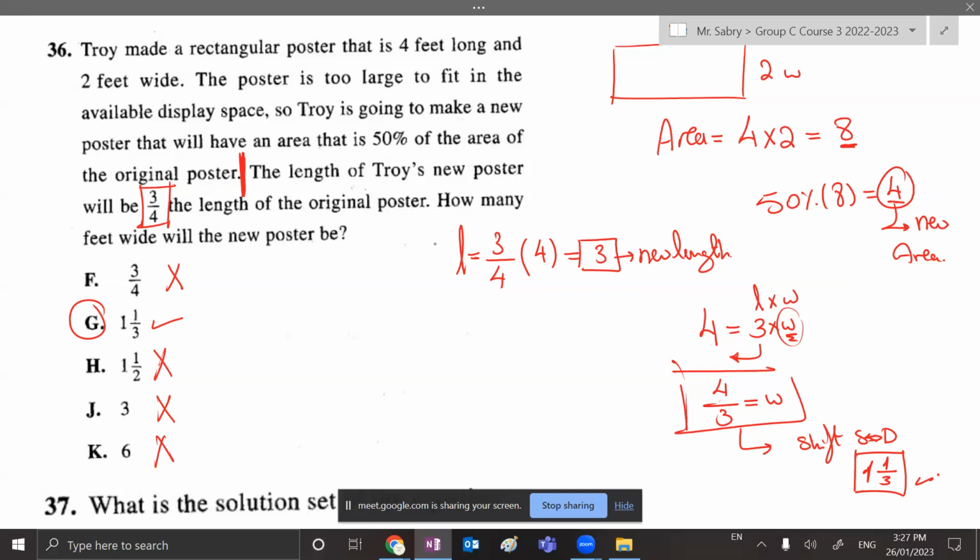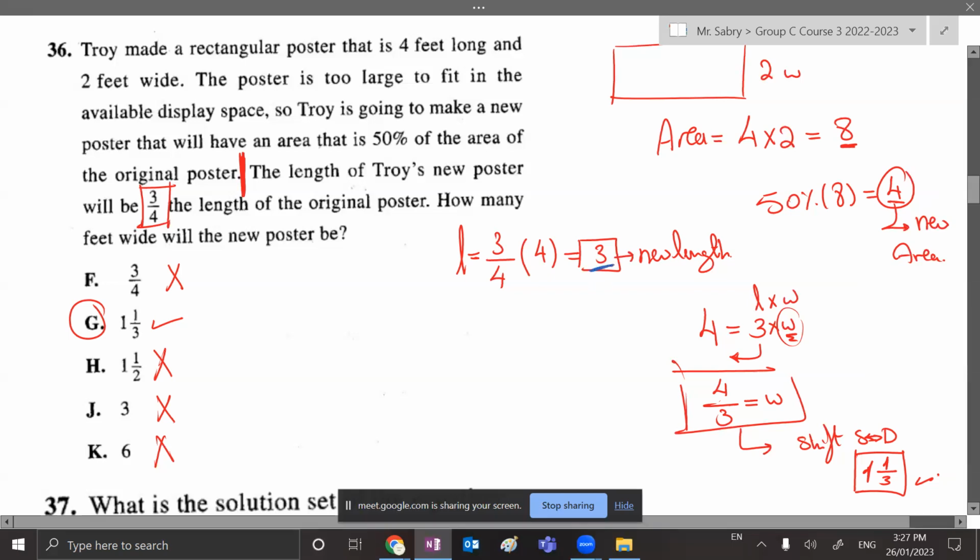But they gave us the length. So the length is going to end up being, and what I did was multiply 3 over 4 by 4, and so I got 3. Yes, you got 3, which is the length, which is this length that I got here. Okay. After that, I'm kind of lost.